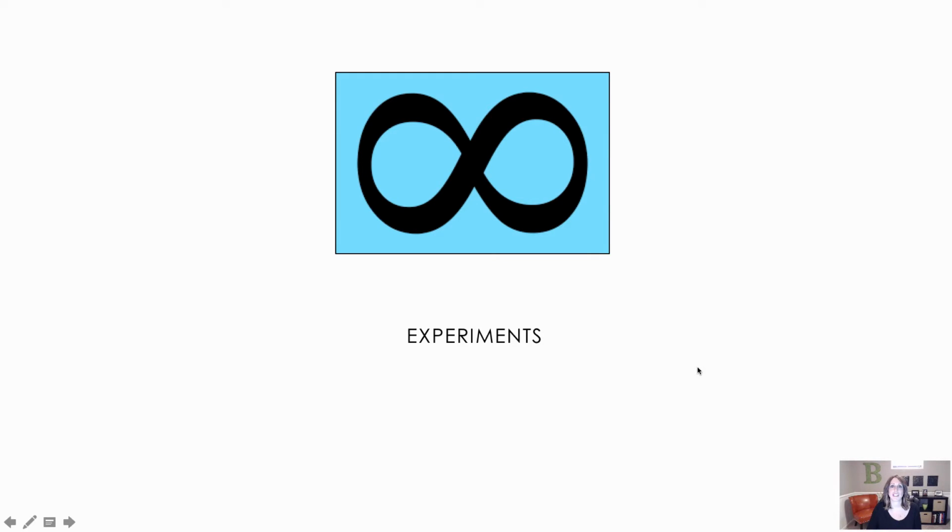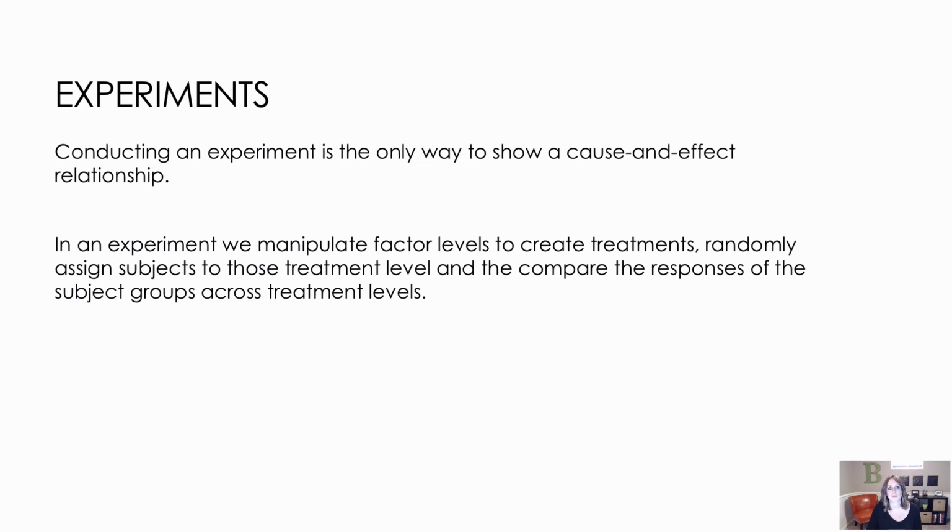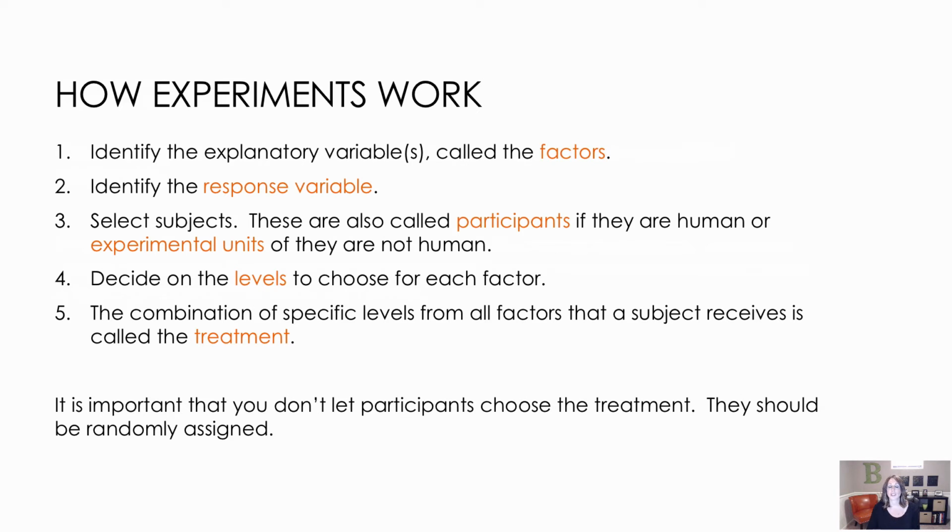Now, an experiment is different than an observational study. An experiment is where we are actually going to be able to show a cause and effect relationship between two variables. So we are going to manipulate different factors or levels to create treatments, and then we're going to basically measure the results or the differences in those results so that we can say for certain that one caused the other. So how do experiments work?